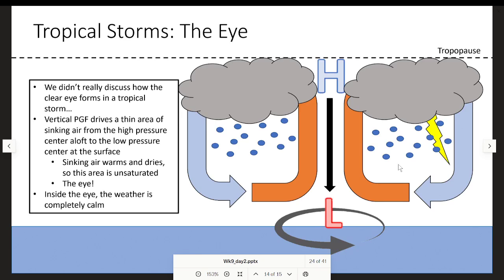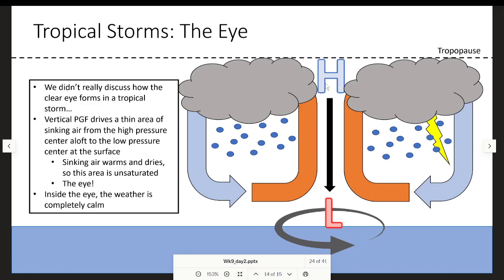Yeah, so we didn't really discuss how the eye forms in the tropical storm. What happens is you have these updrafts that are moving up, but there's this high pressure aloft, and so there's a thin area of sinking air. It's going towards the low pressure, trying to fill it in. So you have air from over here and over here trying to fill in the low pressure, but you also have this high pressure aloft that's trying to fill it in.